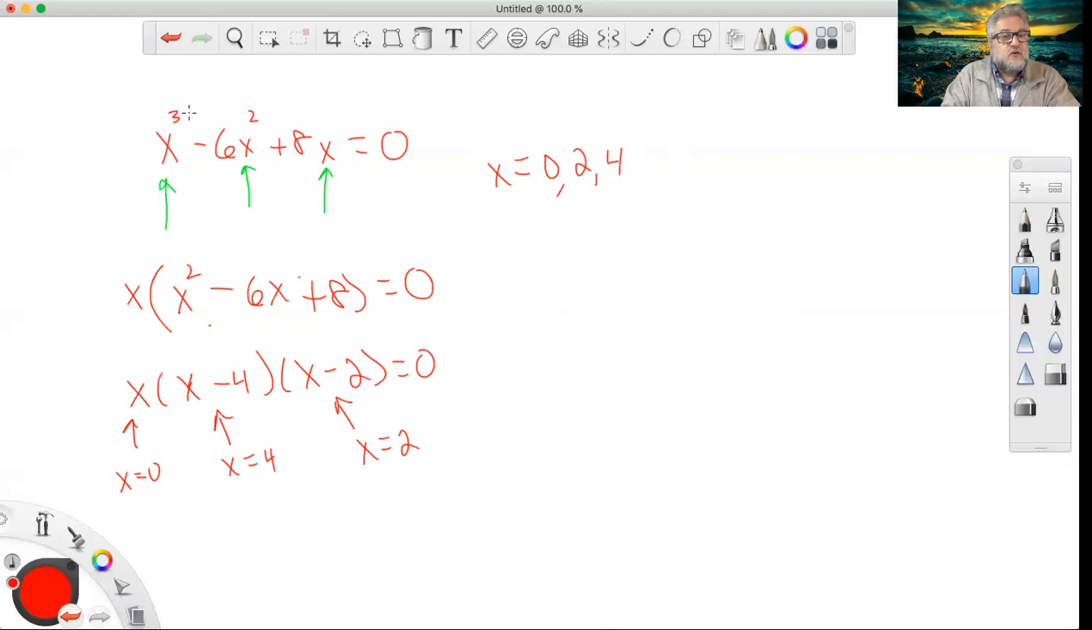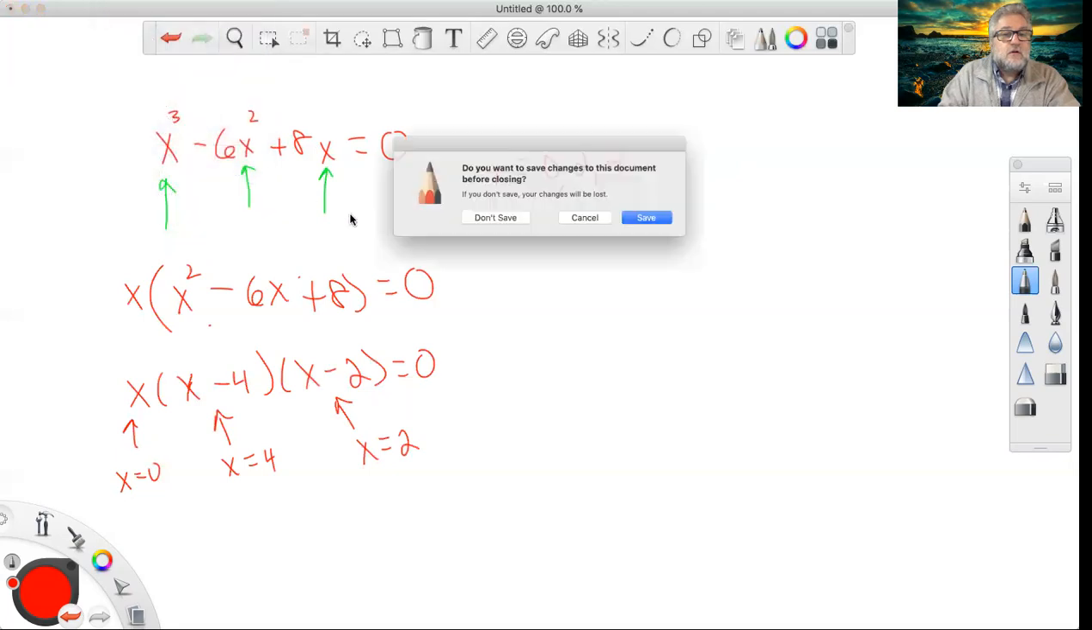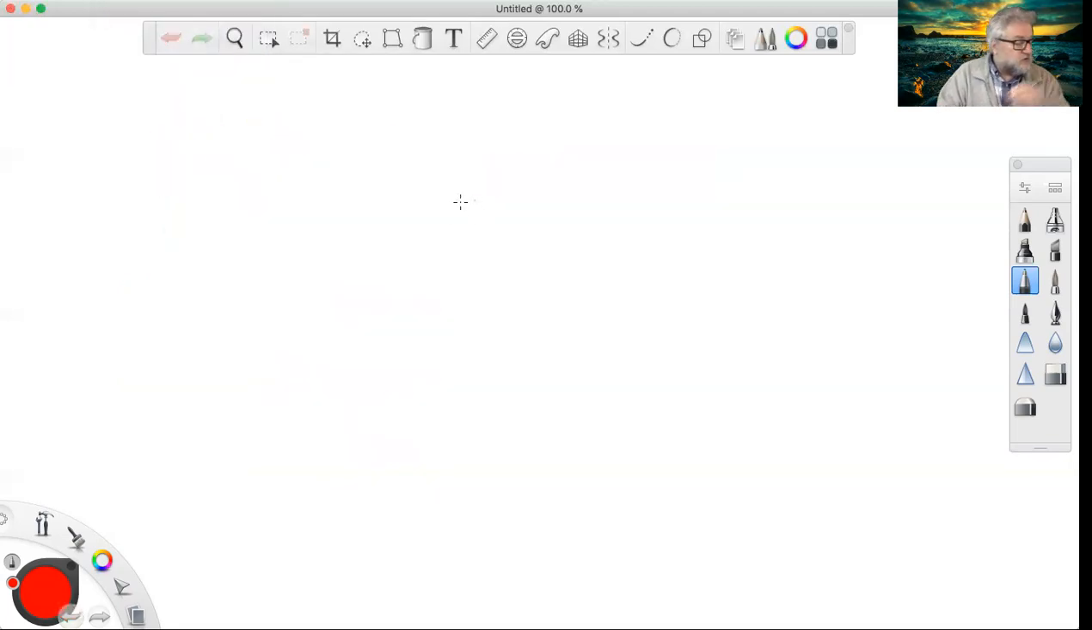I see the x cubed, and I think, uh-oh, this might be hard, but nope, there's an x in every one, so I can factor the x out, and that makes it easy. So don't freak out when you see an x cubed. We're not going to factor x cubed functions if we can't take something out right away.